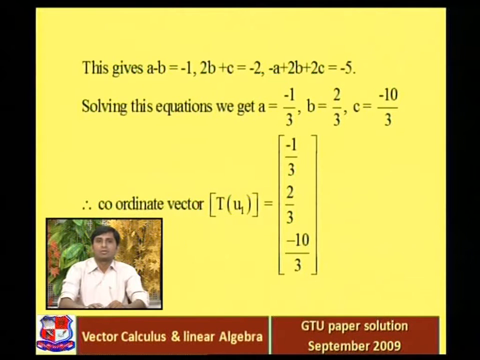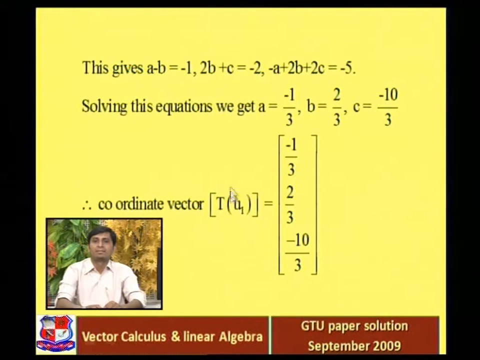Okay, so solving these equations, we get A is equal to minus 1 by 3, B is equal to 2 by 3 and C is equal to minus 10 by 3. So this is our coordinate vector T of U1: minus 1 by 3, 2 by 3 and minus 10 by 3. Now this is just a coordinate vector corresponding to your T of U1.